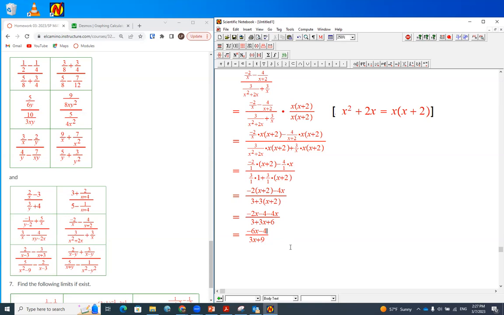Can we reduce it further? Probably not. Okay, but we usually try it anyway. We can factor out the 3 in the denominator, so we get x plus 3 in the denominator times 3. The numerator, we can factor out the -2, so we get 3x plus 2. There's no common factor. So you could leave your answer either in this form or that form. They're all simple enough.